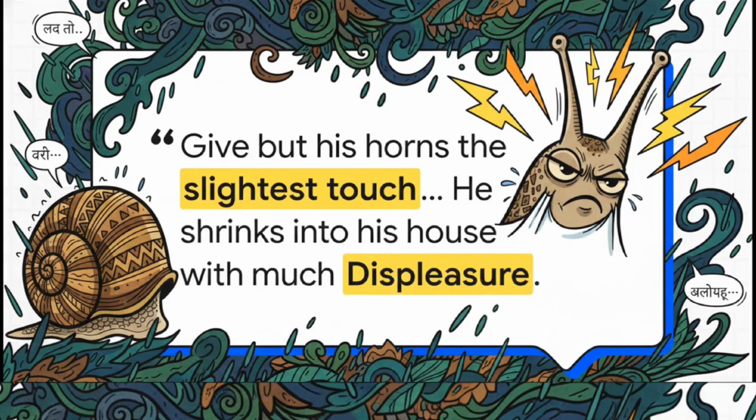And just how fast is this reaction? Listen, give but his horns the slightest touch, his self-collecting power is such, he shrinks into his house with much displeasure. It's incredible, an instantaneous reflex. And notice that final word, displeasure. The snail isn't portrayed as fearful, but is annoyed. It's displeased that its private world has been disturbed.